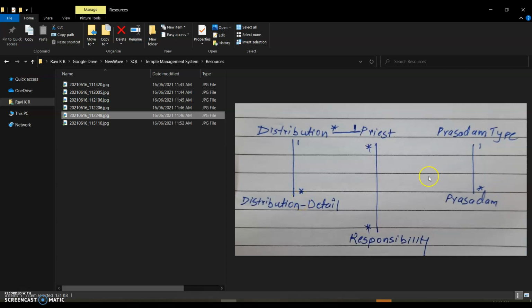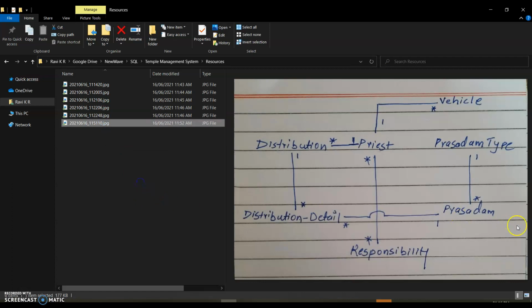Now, since I already have a good view of what this distribution detail will look like, I will go ahead and form the association between them, saying every single row in this distribution detail will be associated with one prasadam item.